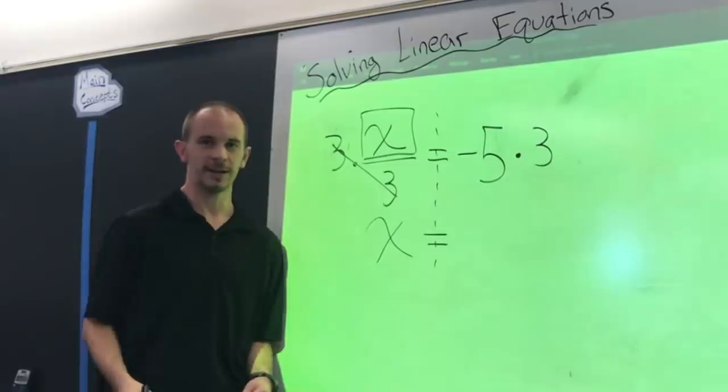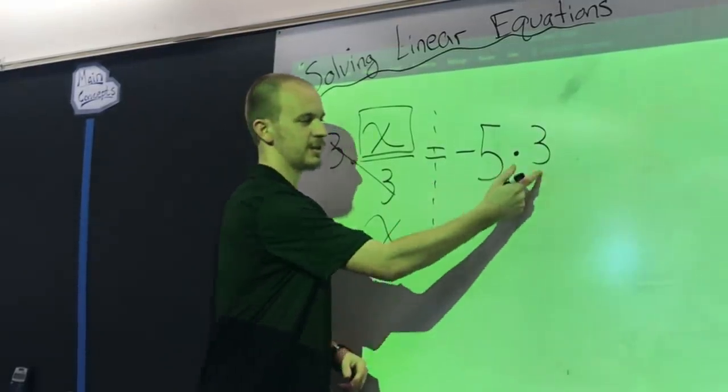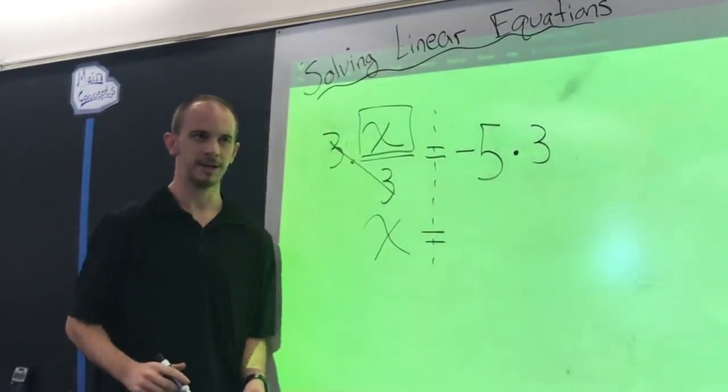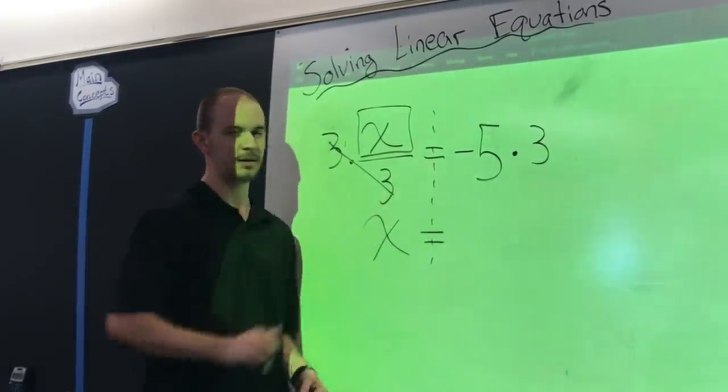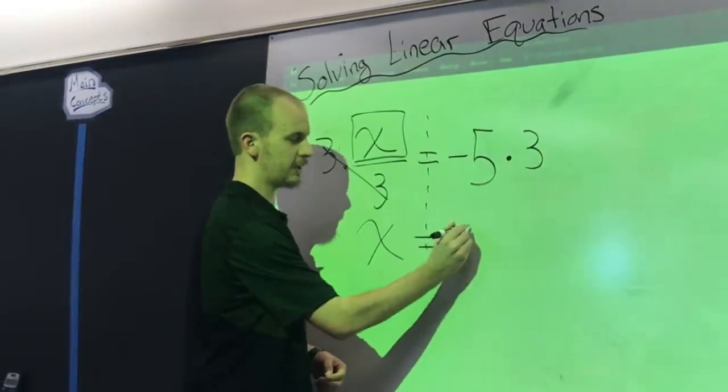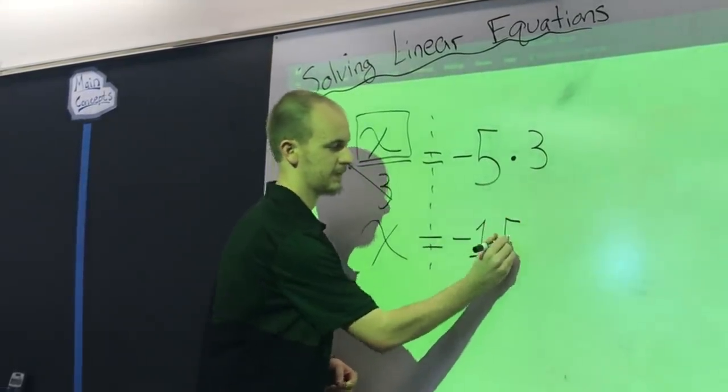And then simplifying on the other side, I have negative 5 times 3, and using my math brain, I know that 5 times 3 is 15, but because one of my numbers is negative, I have a negative 15.